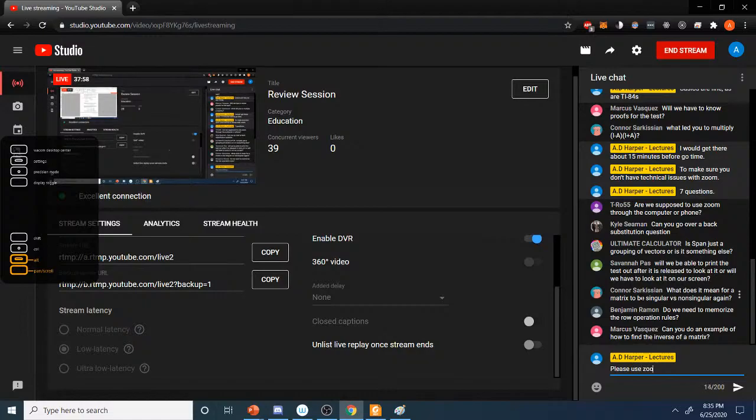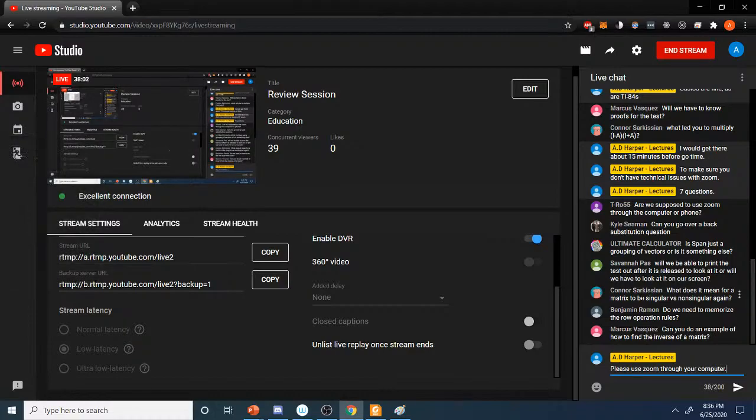Please use Zoom through your computer. I hope you all have a webcam. If you don't and you have to use it through your phone, that'll be okay. It's just that for these summer courses, we've been struggling to find good ways to proctor. We like to have complete vision of what you're doing, and a webcam is one way to do that.